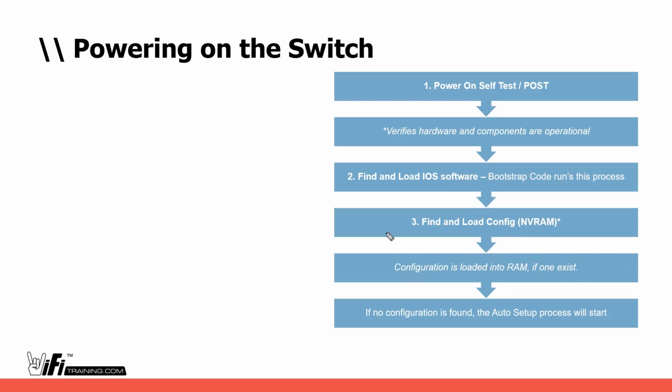Then if we have that config file, we load it into RAM and the device is running with that configuration. Now, if we did not find the configuration file in NVRAM or another location, network location, then we run this setup routine. Okay, and you'll start to configure the switch. It's going to say, would you like to configure the switch?